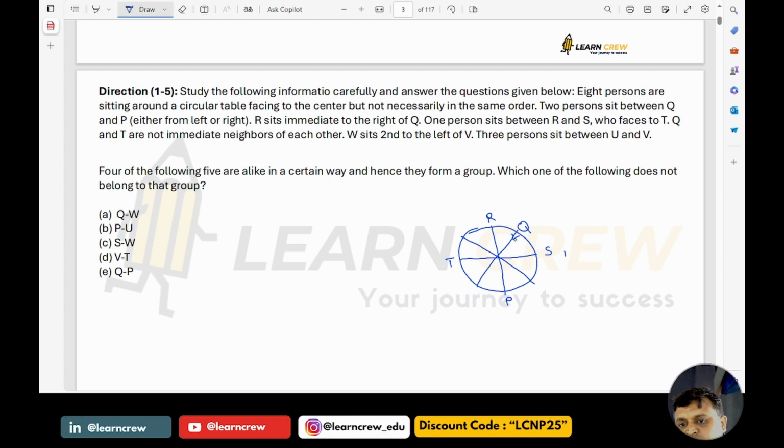W is second to the left of V. 3 persons sit between U and V. 3 persons sit between U and V means they must face each other. So here W is second to the left of V, and 3 persons sit between U and V. Definitely you must have U here. Only one person left. Now 4 of the following are alike in a certain way and hence form a group. Which is the one that does not belong to the group?